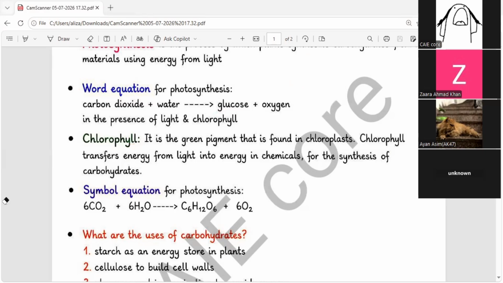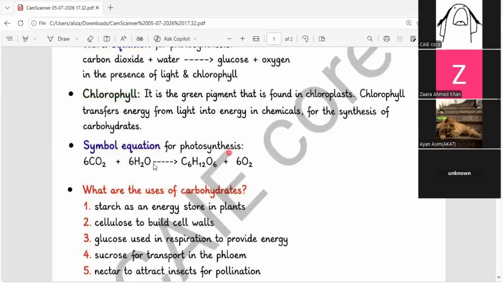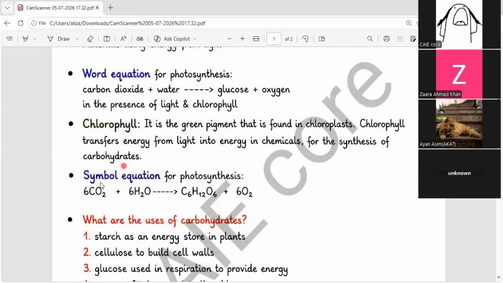Okay, now let's move forward. Symbol equation for photosynthesis. If you're an extended student, you need to memorize the symbol equation and the balancing. It's better that you learn the balancing because it's very commonly asked. If you go in the exam hall and try to balance it, it can waste more of your time.